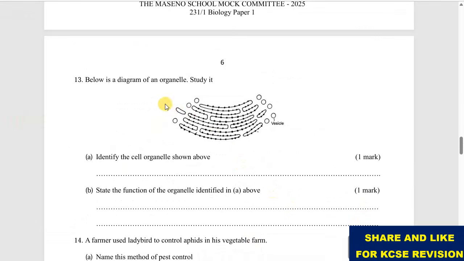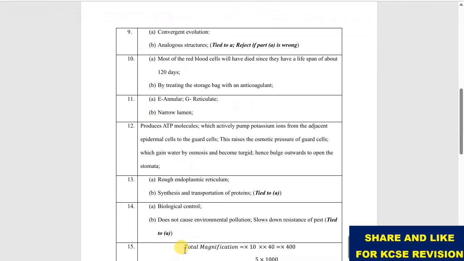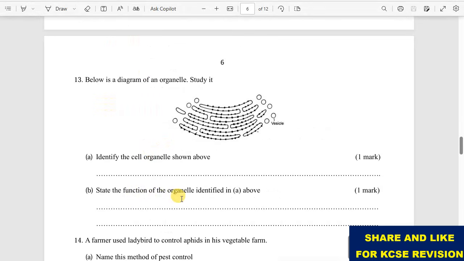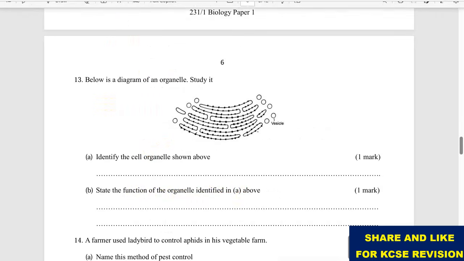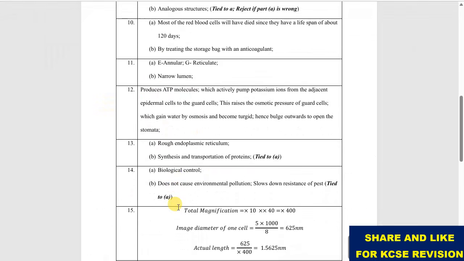Below is a diagram of an organelle. Study it. Identify the cell organelle shown above. That is the rough endoplasmic reticulum. What is the function of the organelle you identified there? It is to synthesize and transport protein. It must be tied with A. If A is wrong, B is wrong.